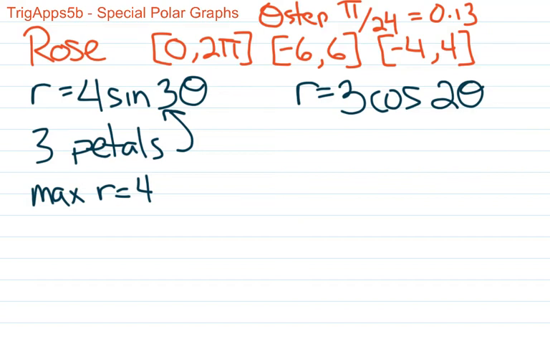Okay, and then the final thing I wanted to say is that there is symmetry around the y-axis. So symmetry about the y-axis.